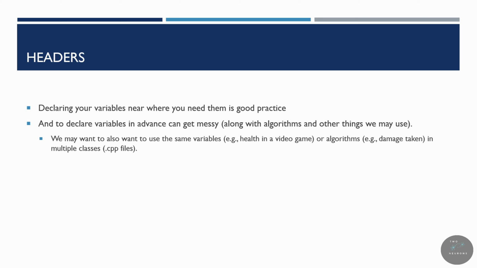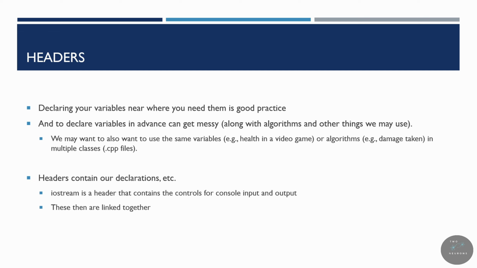And also, we might want to use the same variables, for example, health, or algorithms, so damage taken, so functions, across multiple classes. So the easiest way to handle that is to use headers. So headers include our declarations. These declarations are then used by other class files. So for example, we've been using the header IOStream. This contains the information needed for cin and cout we've used.